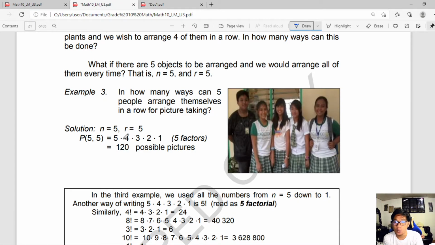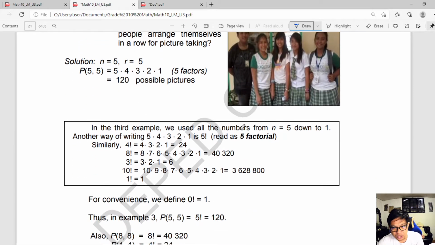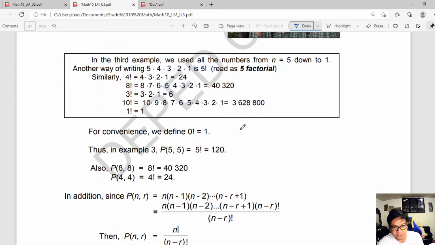So there are 120 possible pictures. Just like this. This is one example of how they can arrange themselves in a picture taking. So to summarize, we have this one. In the third example, we use all the numbers from n is equal to 5 down to 1.